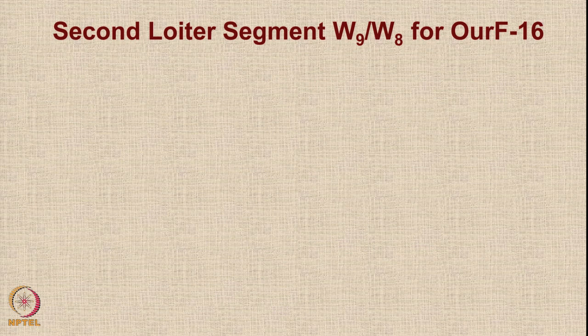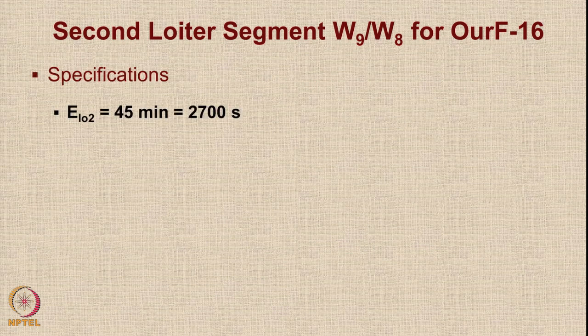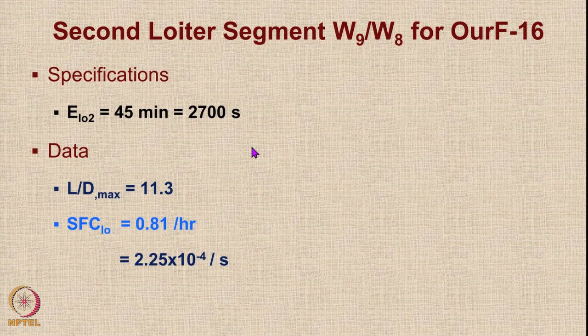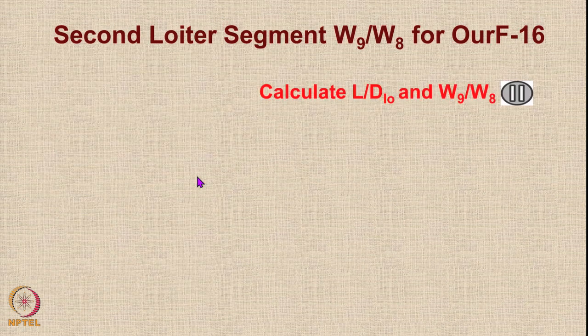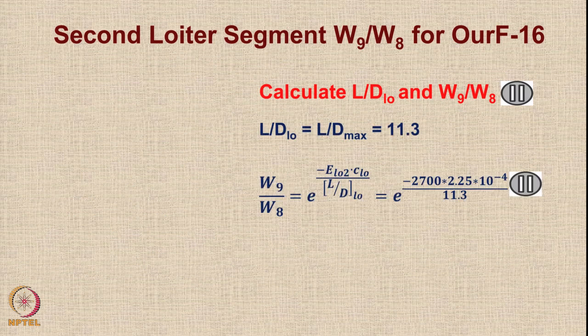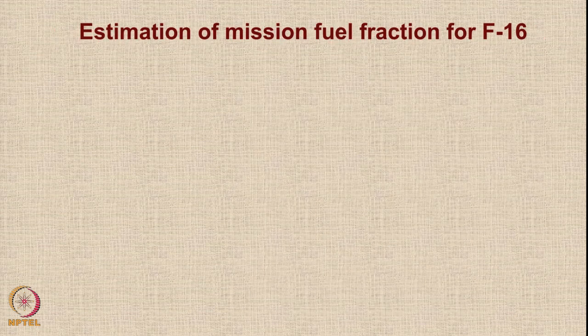And then we have the second loiter segment, which occurs for 45 minutes. For this, the data is the same, and the L by D also is going to be the same, L by D max. We just need to do the calculation by putting in the correct value of the duration of our loiter in this expression. So, this number, you can pause the video and do the calculation. The number turns out to be 0.9476.